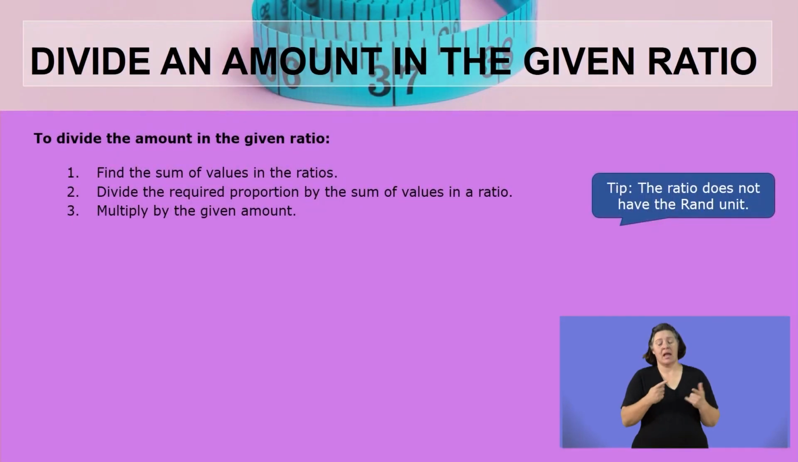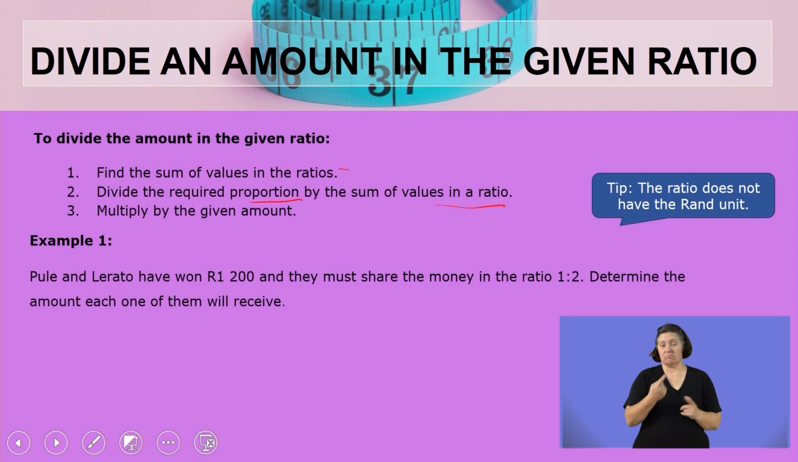Okay, the steps that we'll take in dividing the amount in a given ratio is to find the sum of values in a ratio, divide the required proportion by the sum of values in the ratio that we've calculated previously, and multiply by the given amount. Then you will be able to know how much each person is supposed to get.